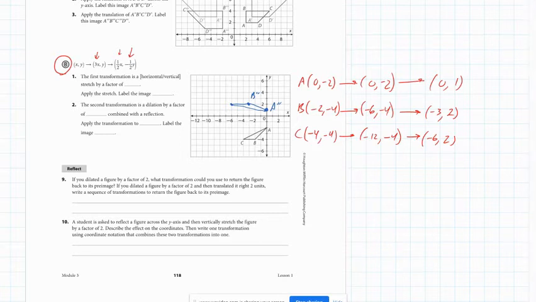And we see that that figure is not congruent to the original figure, so that means this must not be a rigid transformation. It changed the shape of the triangle. So this is not a rigid transformation. Okay.